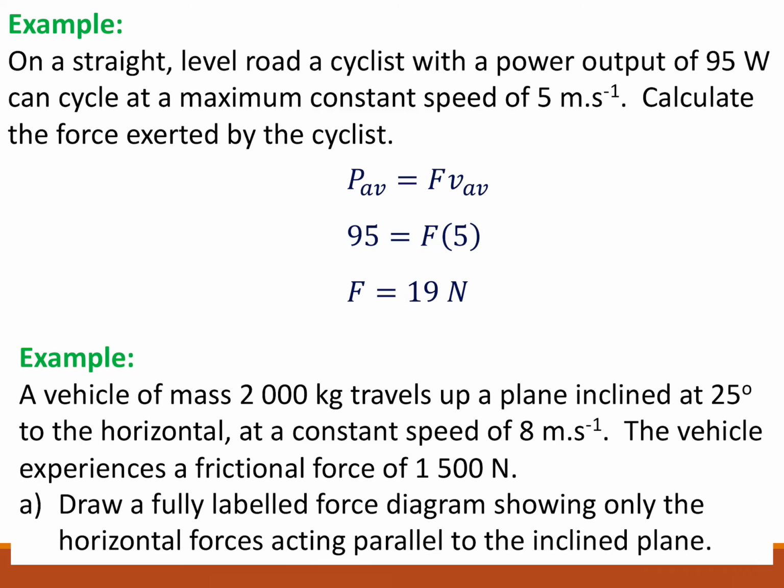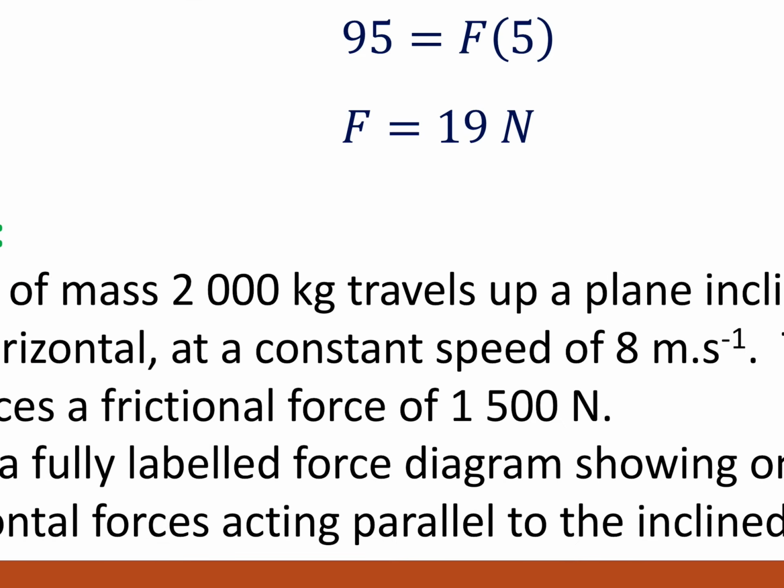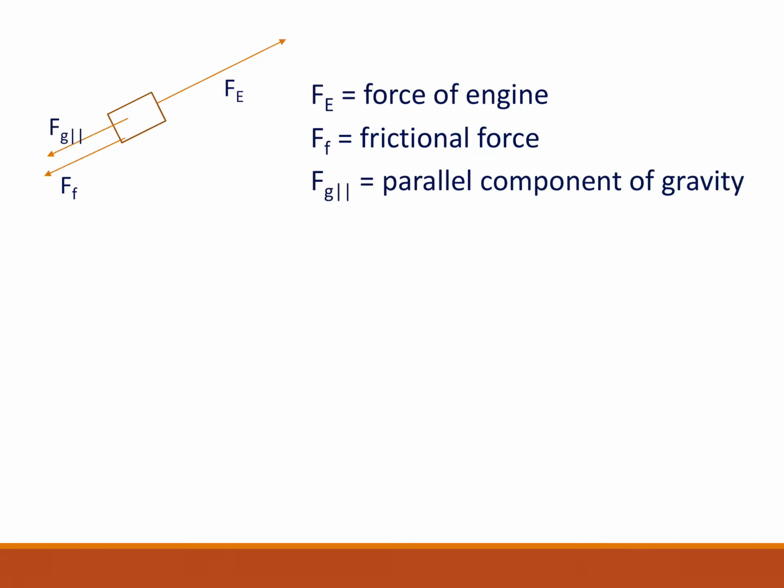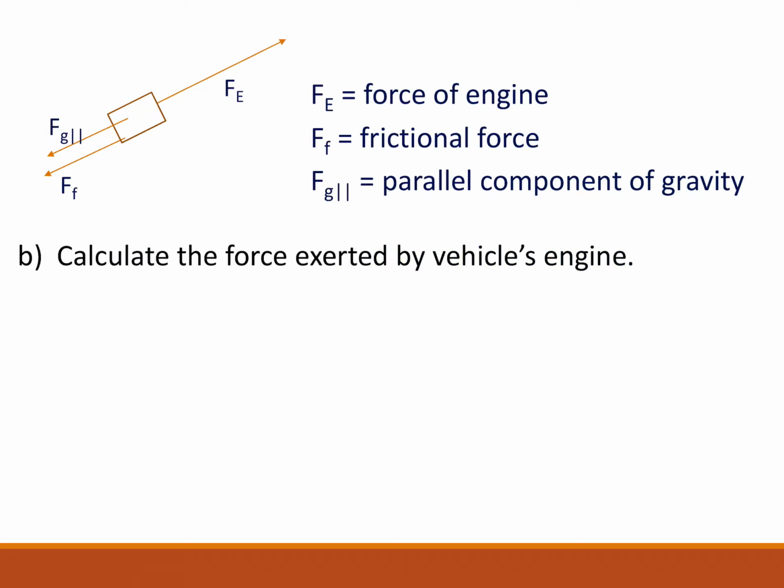Fairly straightforward. A vehicle of mass 2,000 kilograms travels up a plane inclined at 25 degrees to the horizontal. Oh, now we've got an incline. At a constant speed of 8 meters per second, the vehicle experiences a frictional force of 1,500 newtons. Draw a fully labeled force diagram showing all the horizontal forces acting parallel. So this parallel word there is very important to the inclined plane. Parallel, force of the engine moving it up, gravity pulling it down, force of friction pulling down. Straightforward.